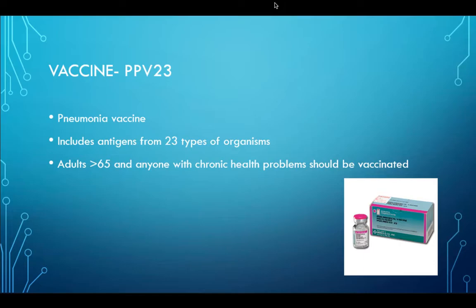Those with chronic issues may also benefit from a second vaccination if more than 5 years have passed since the first dose. And because pneumonia often follows the flu, especially in older adults, we urge everyone to receive the seasonal flu vaccine as well.